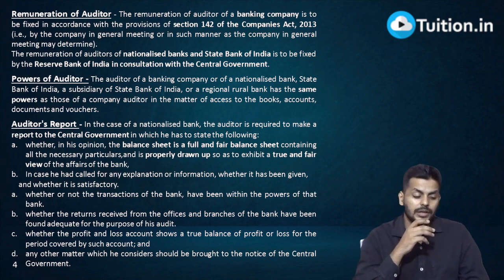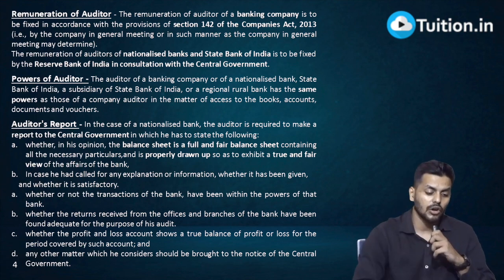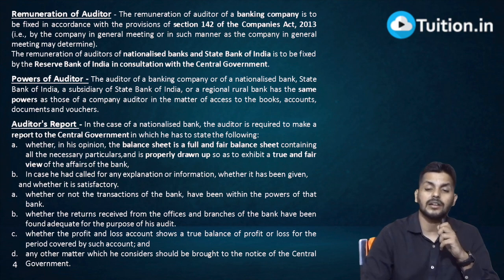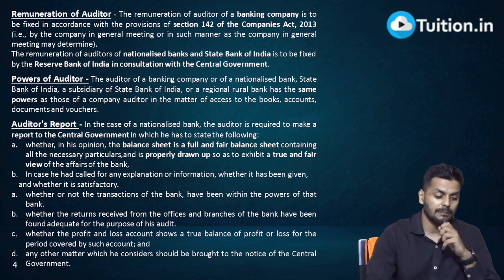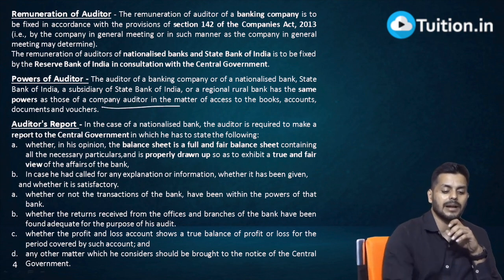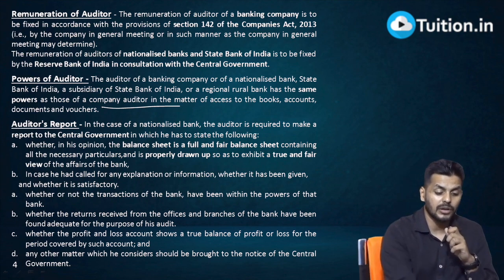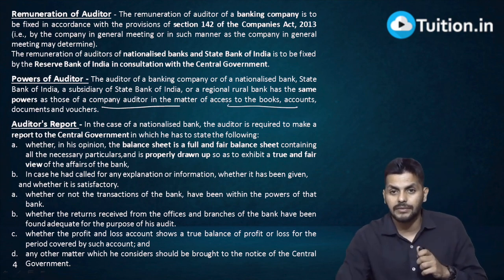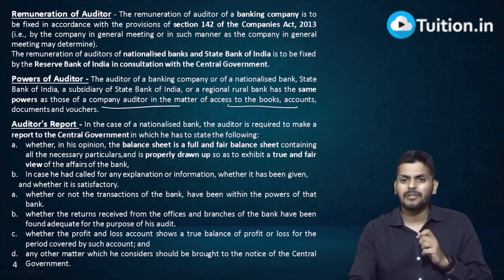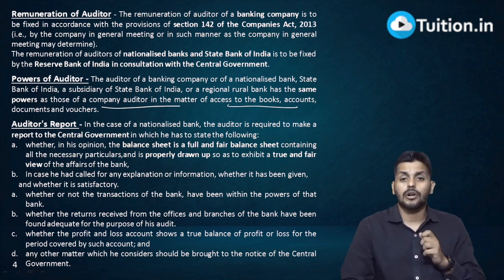So what are the powers of the auditor? The auditor of a banking company or of a nationalized bank, SBI, a subsidiary of SBI or an RRB has the same powers as those of the company auditor in the matter of access to books of accounts. So the right to obtain information and explanation, the right to access books of accounts, documents, vouchers, all those are there even for the powers of the auditor normally. Then talk about auditor's report.